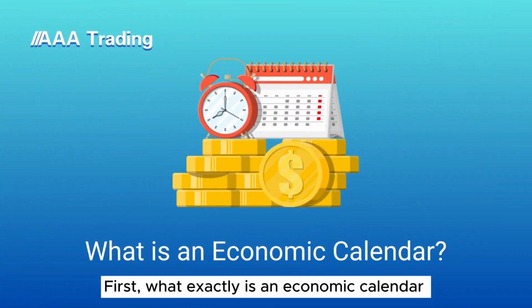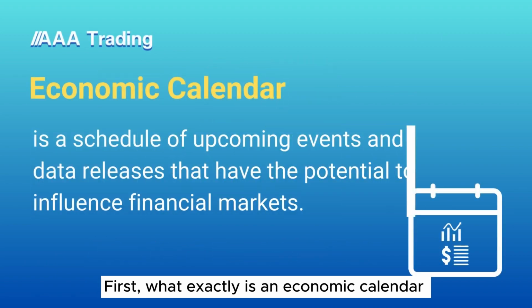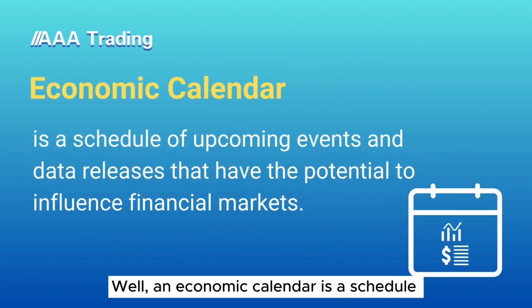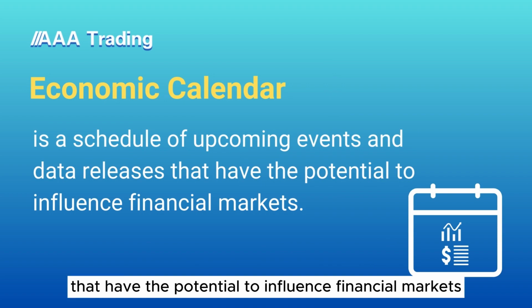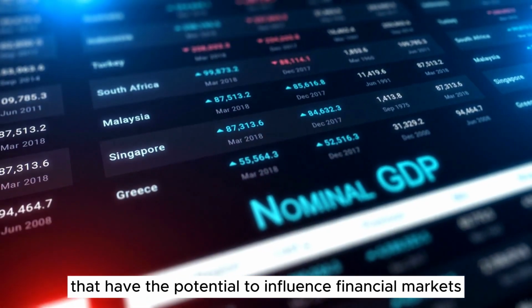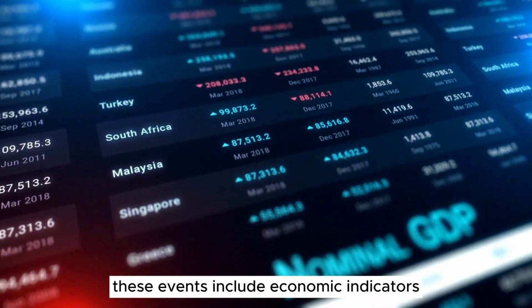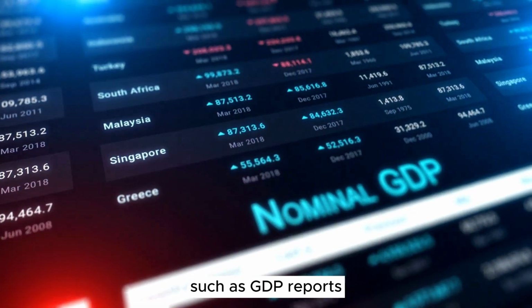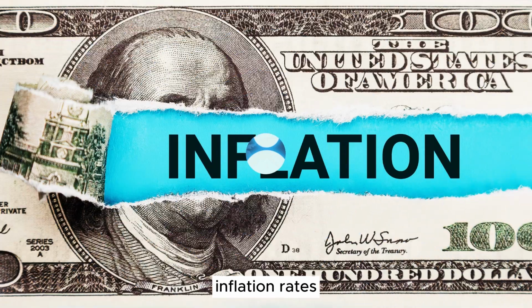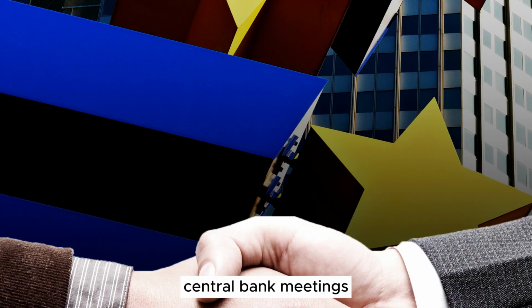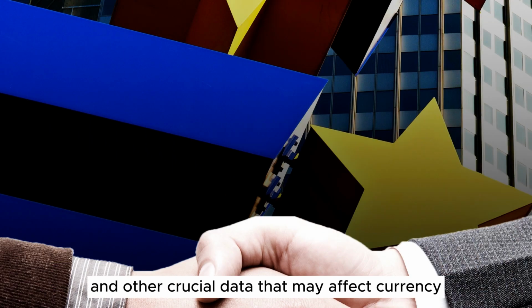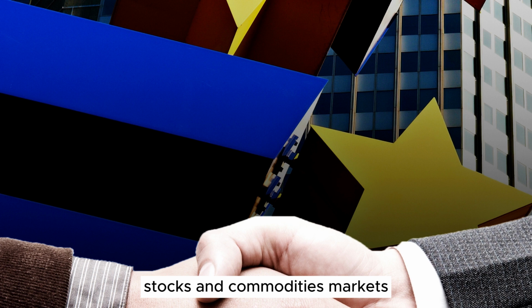First, what exactly is an economic calendar? Well, an economic calendar is a schedule of upcoming events and data releases that have the potential to influence financial markets. These events include economic indicators, such as GDP reports, employment numbers, inflation rates, central bank meetings, and other crucial data that may affect currency, stocks, and commodities markets.